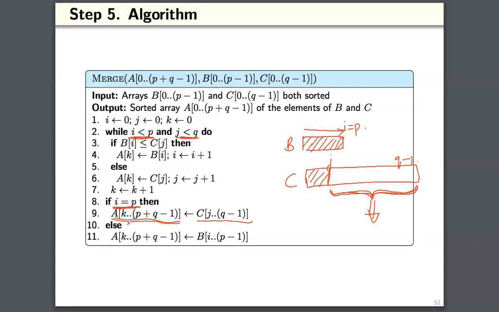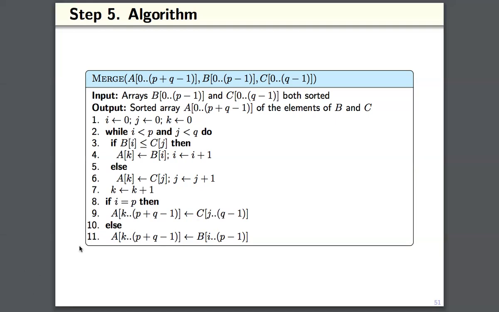So similarly, you can write: if J is equal to Q, if J completely scans the C array before I scans the B array, then it's the opposite case. Copy all the remaining elements of B to A, and we are done. At the end, the A array is completely filled from 0 to P plus Q minus 1, and A array is sorted, right? So we will have the final result in A array. Make sense?